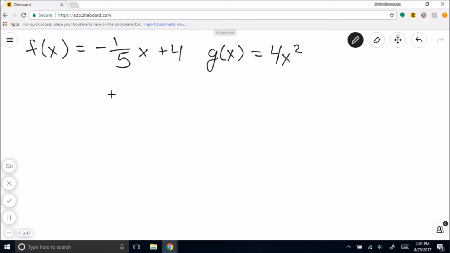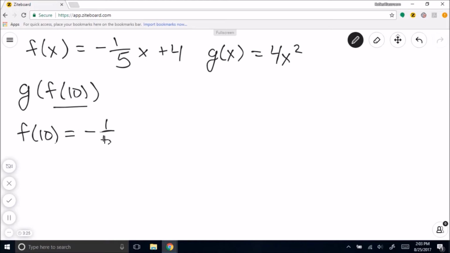Okay, we're going to make the third example a little bit more challenging just by putting in a fraction. It's really not that bad, I promise, don't freak out. So we're going to find g of f of 10. So I'm going to start out by finding f of 10. So f of 10, negative 1/5 times 10 plus 4.